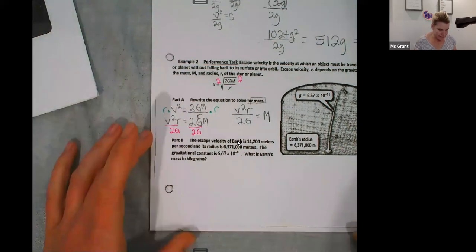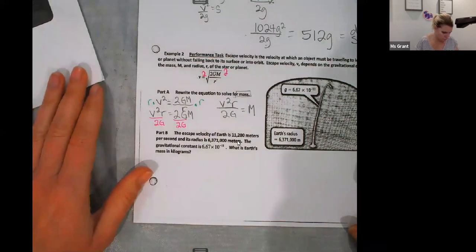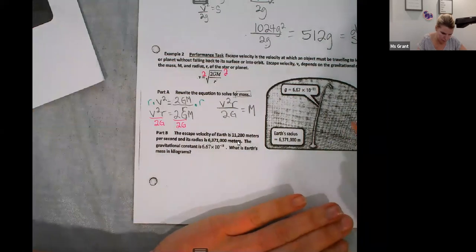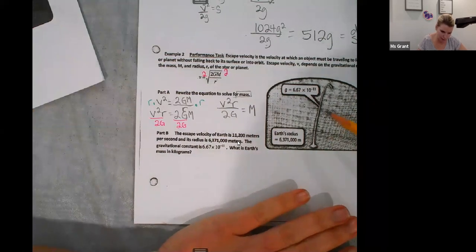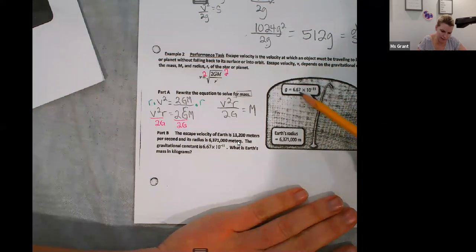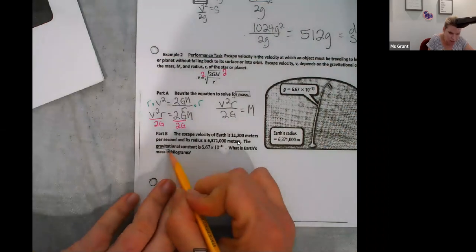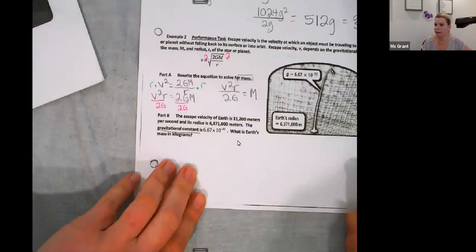All right. Now we can actually look at what a picture I've got going. So this is the velocity an object must travel without falling back into surface or back into orbit. So this 6.67 times 10 to the negative 11 scientific notation is the gravitational constant. So I'm on part B now.